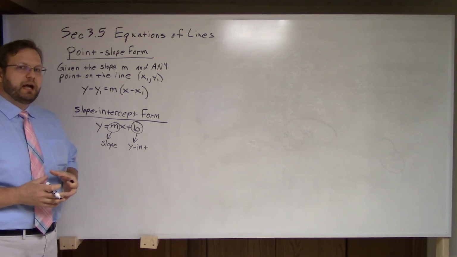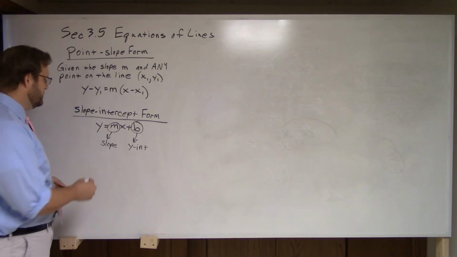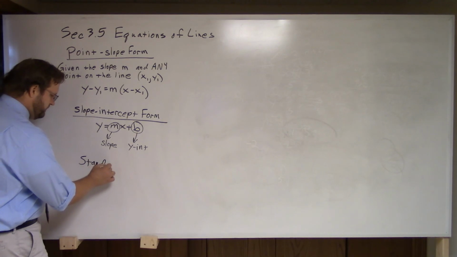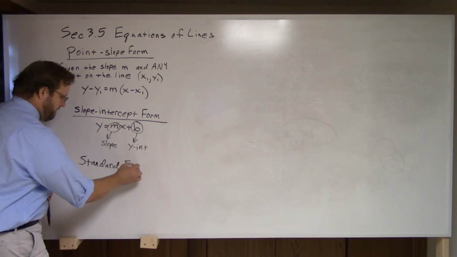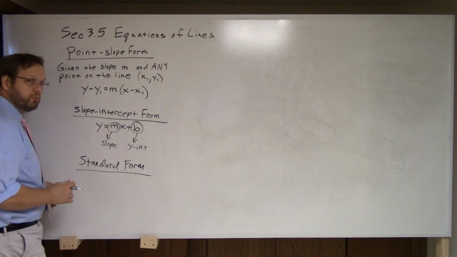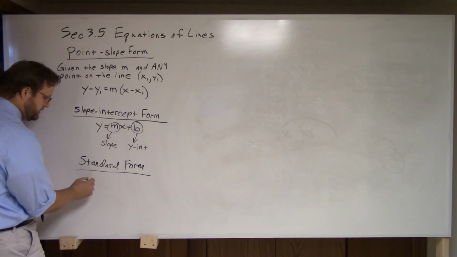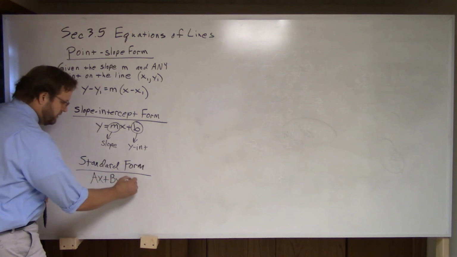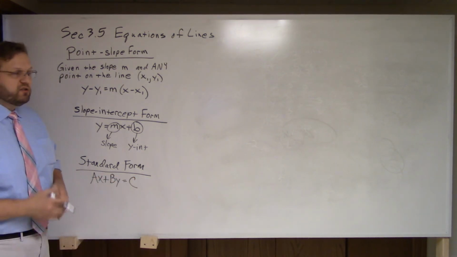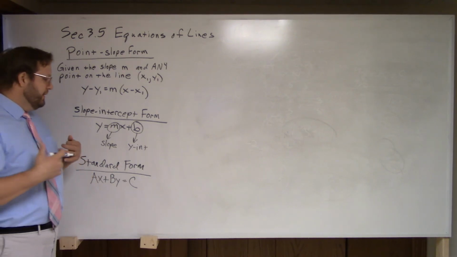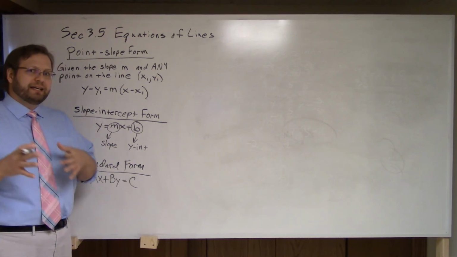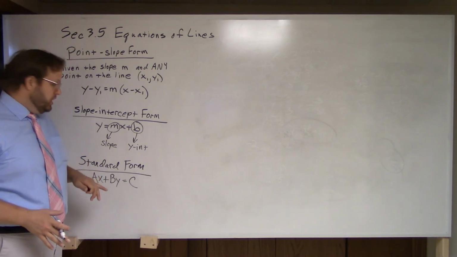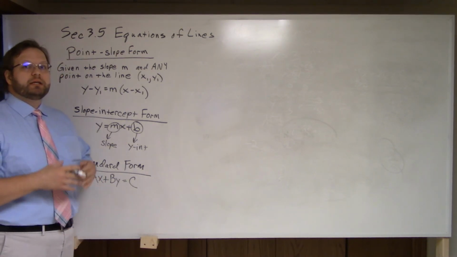Now, the last form is nice because it's very clean. Okay, and this is typically how we introduce lines or linear equations, and that is in standard form. And standard form you should recognize from previous sections. That is your ax plus by equals c, where a, b, and c are just real numbers, so there's really nothing specific about that in a linear equation.